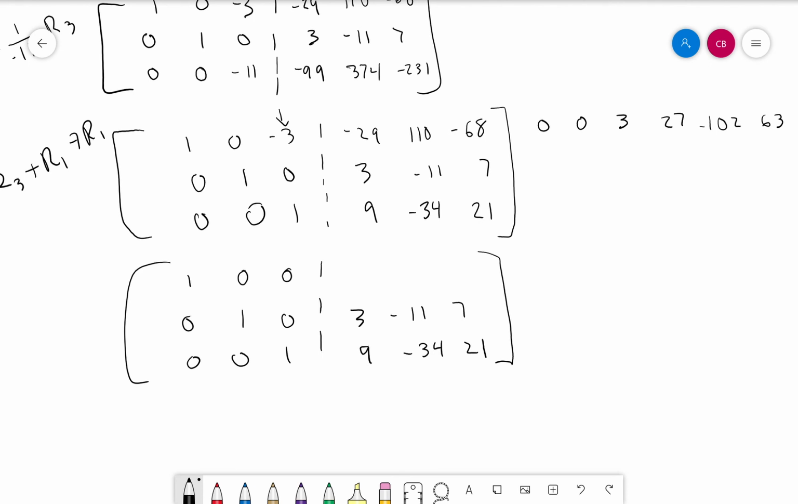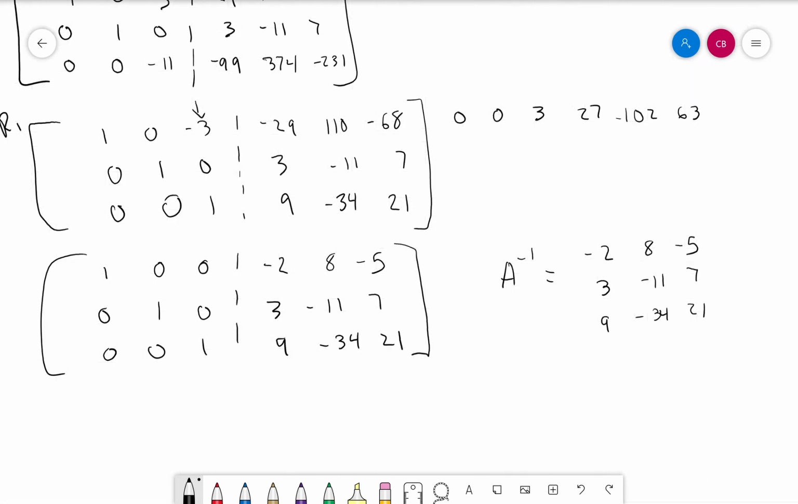And then negative 29 and 27 is negative 2, negative 102 and 110, I believe that's 8, and negative 68 and 63 is negative 5. So your inverse, A inverse, is going to equal negative 2, 8, negative 5, 3, negative 11, 7, and 9, negative 34, 21. And so that is how we go ahead and calculate it.